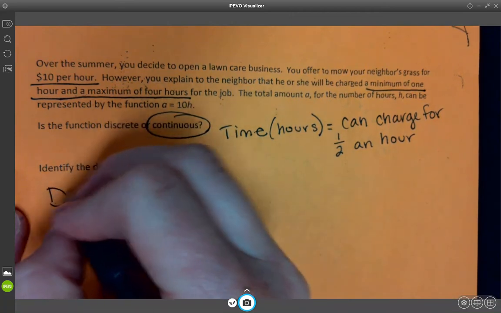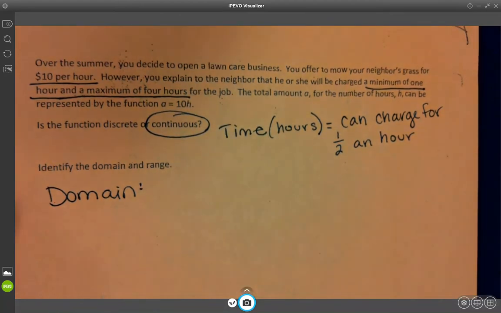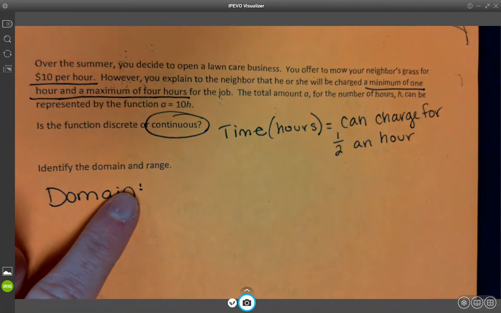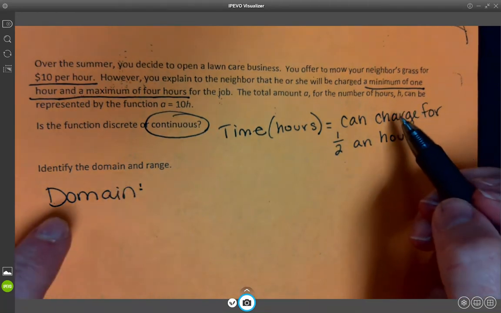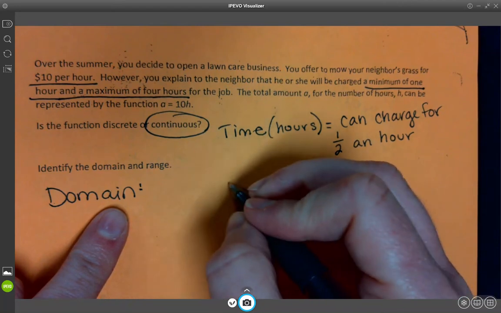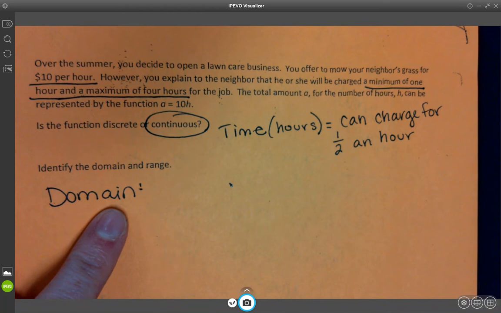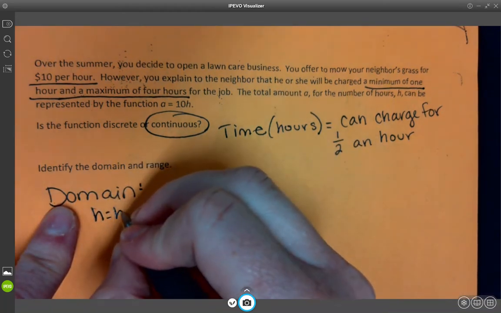So in order to do our domain, what's the minimum amount they said they'll charge? $10 an hour. 1 hour minimum, 4 hours maximum. Yep. So it's between X, or what variable are we using for this? H, yeah. So H equals hours.